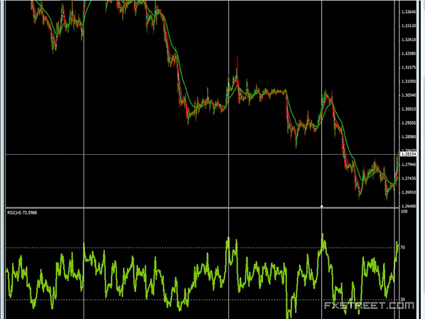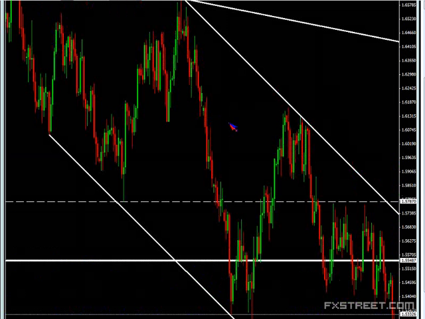Someone asked about the pound dollar. We can look at the pound dollar. The pound dollar is also in a downtrend. Well, I don't know. We can plug in the moving averages.